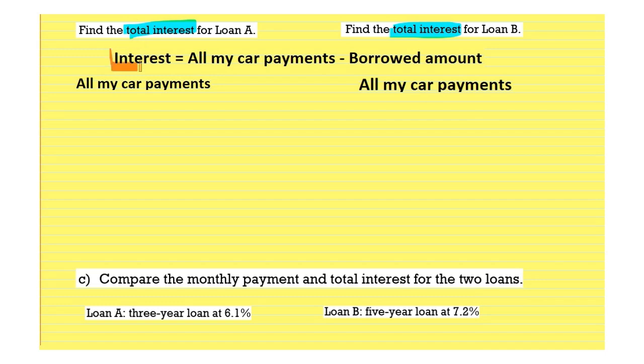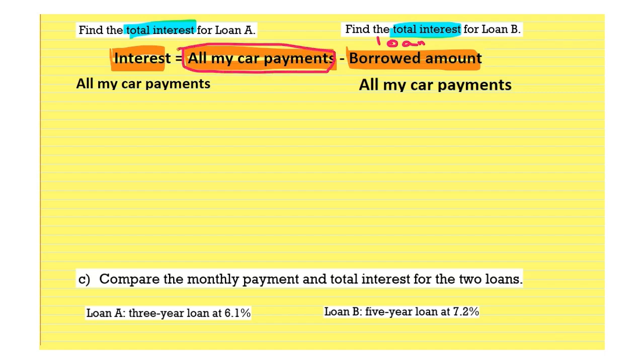We can find the total interest by finding all of my car payments and subtracting the borrowed amount. And of course, we need to remember that the borrowed amount is also the loan amount. Okay, so the first part of that is all my car payments. How do I find all my car payments? Well, I can multiply my car payment, the payment, and how many payments a year am I going to make? I'm going to make 12 car payments per year.